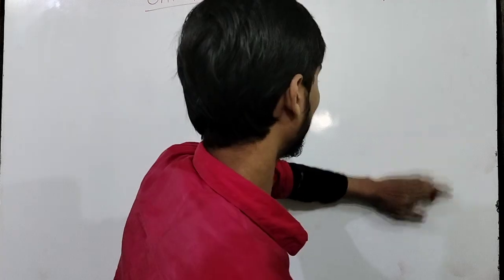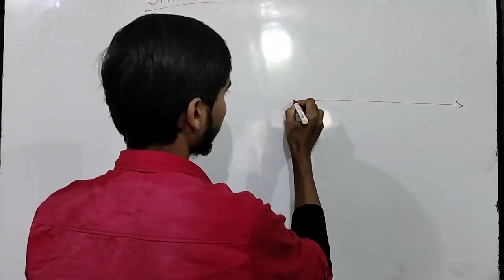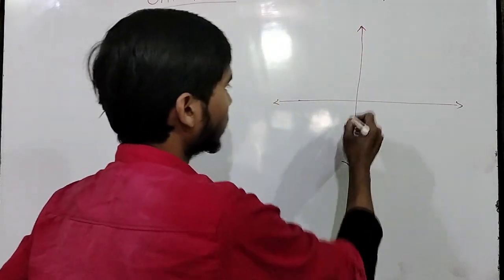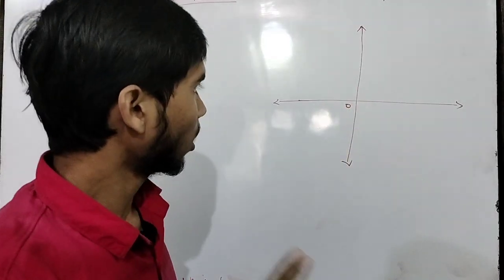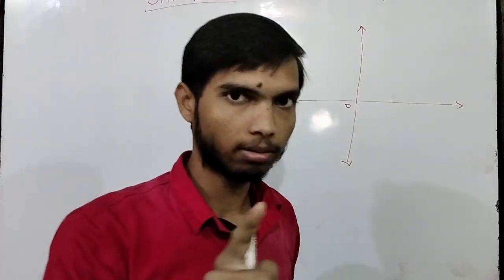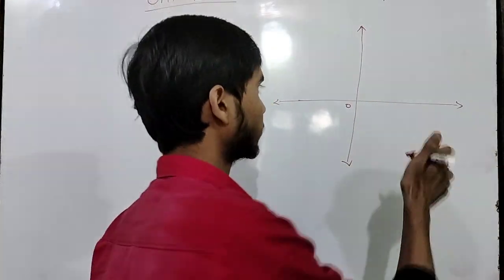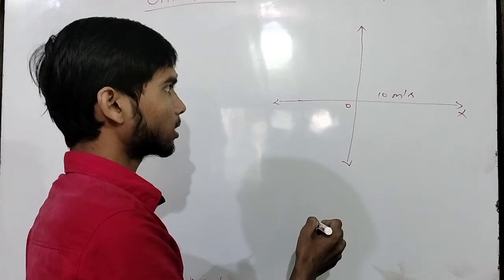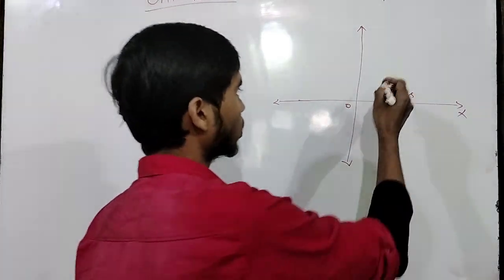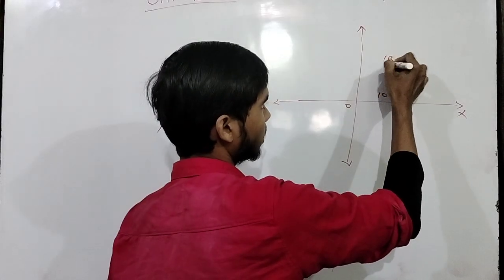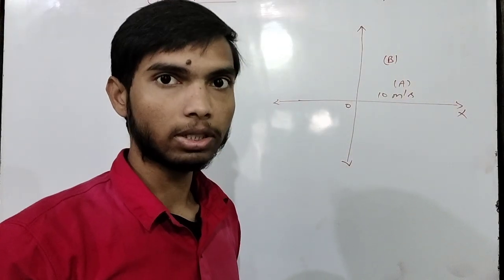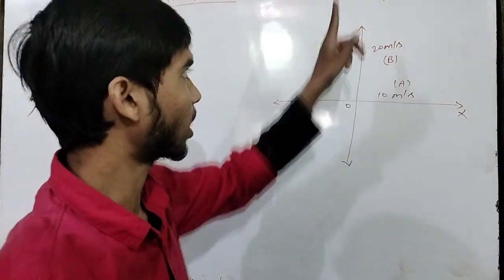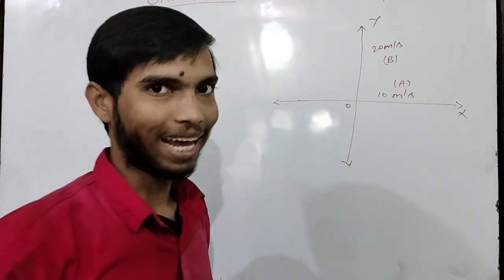Here we have a horizontal line, and one is a vertical line. Origin point is known as this place. Now here I am saying there is a person who is covering a distance with 10 meter per second in this direction, in x-axis. Clear? And there is another person, B person, covering some distance with this speed, 20 meter per second in y-axis.